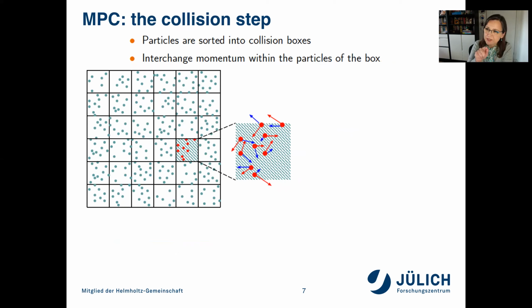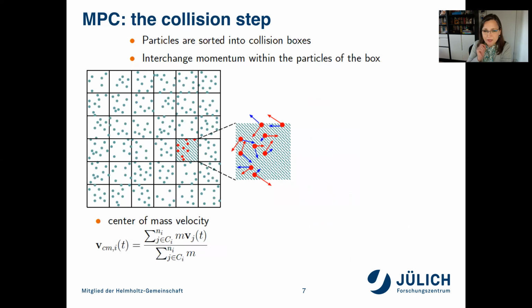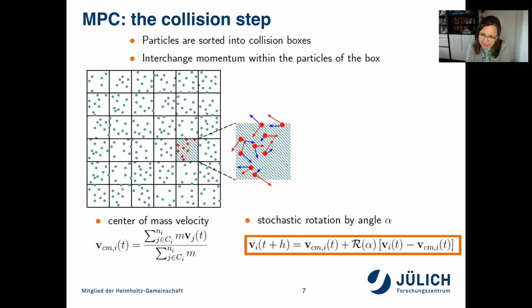So all particles are going to be aware of where the others are just by the velocity of the center of mass. So you are a particle, you arrive to the box, and then you just know what is the velocity of the center of mass of that box, which takes into account your own momentum. And then the idea is to rotate the relative velocity of the particle with the center of mass.